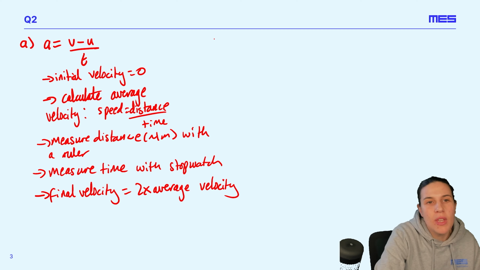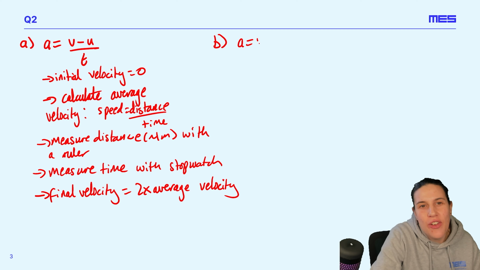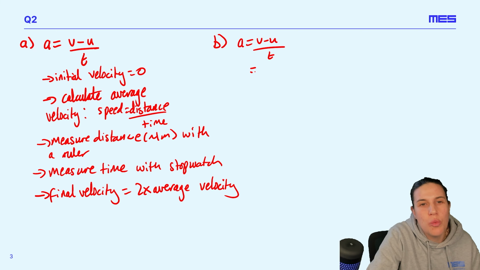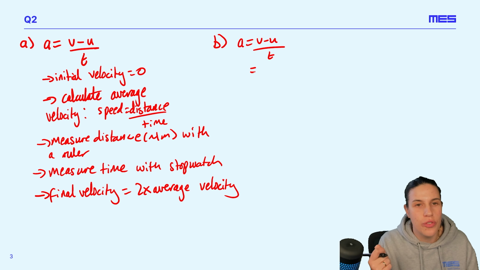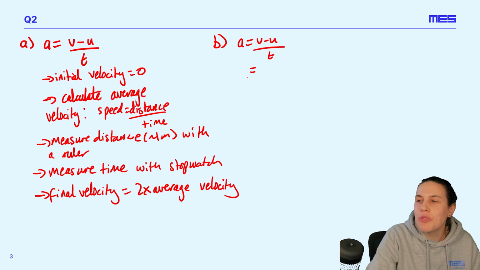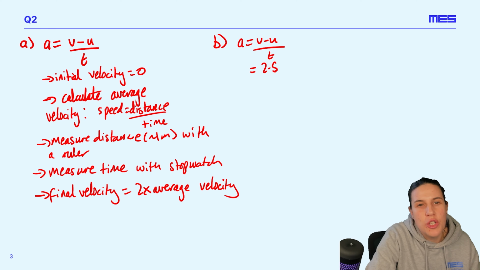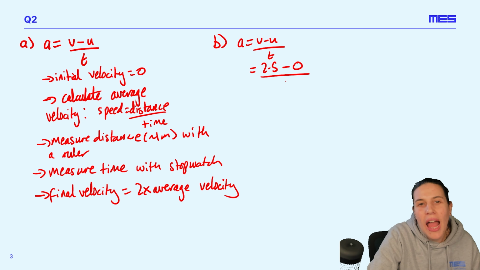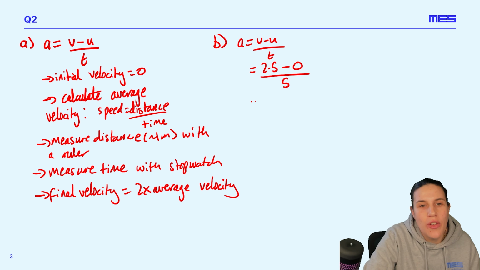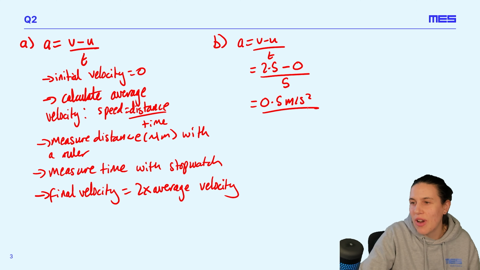Right. For part B, I'm actually given some numbers and I'm asked to work out the acceleration of the trolley. So I'm told the trolley reached a velocity of 2.5 meters per second. So that's going to be my final velocity. I'm told the trolley starts from rest. So my initial velocity is going to be 0. And the time between the two is 5. So that's going to give me 0.5 meters per second squared acceleration.